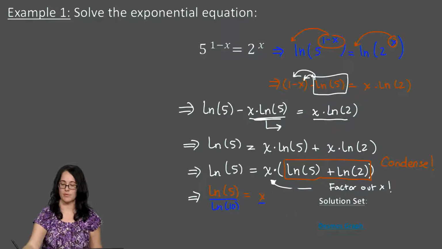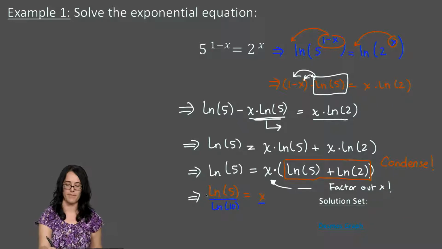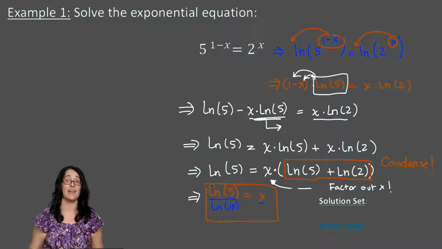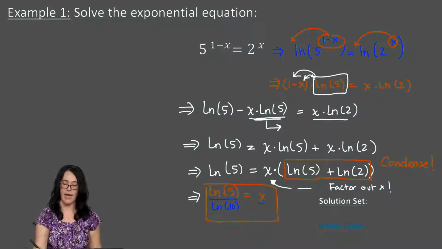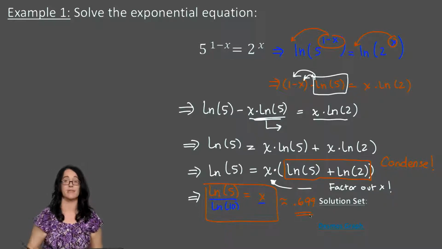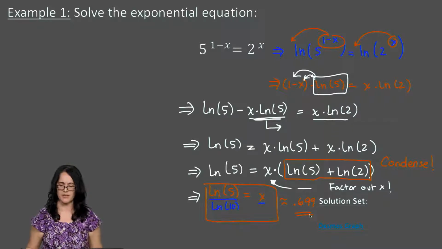X is equal to the natural log of 5 divided by the natural log of 10, which I could put into my calculator, making sure to carefully close my parentheses, and I would get approximately 0.699 if I wanted to round to the nearest hundredth, or sorry, thousandth in that case.